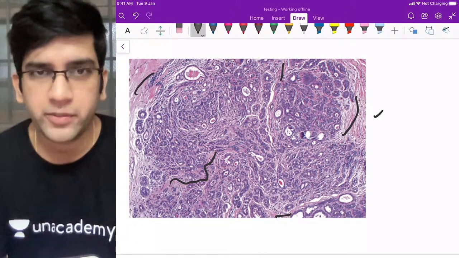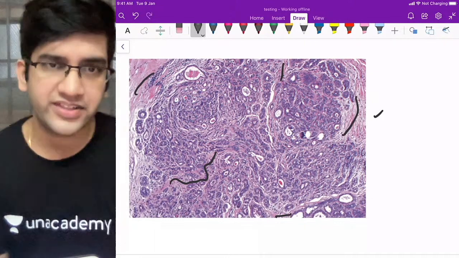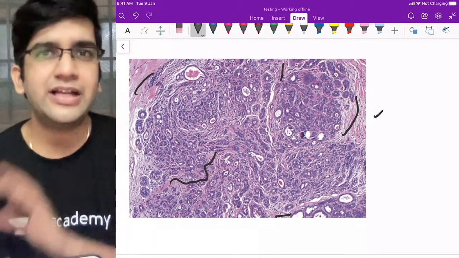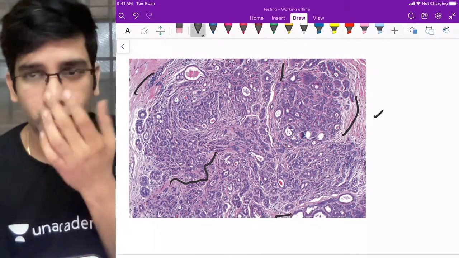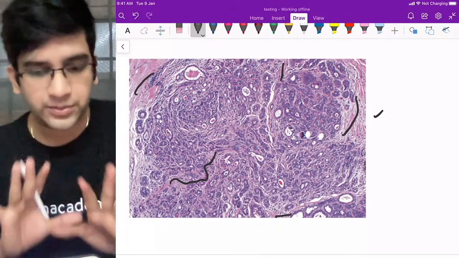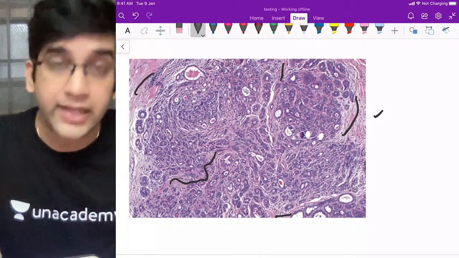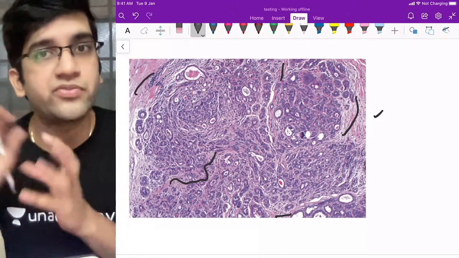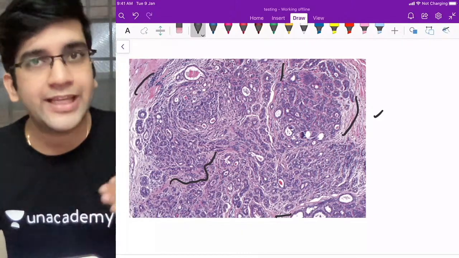Myoepithelium? It's a very low power image. I cannot comment on myoepithelium on this. I just want you to know what is the pink color. We already know pink color means what? Okay, perfect. Collagen. Collagen means I'm going to have sclerosis, right? So all of you accept here, I'm having sclerosis here, right? And all of you also accepted that there's more number of duct acini unit. So can I call it adenosis?